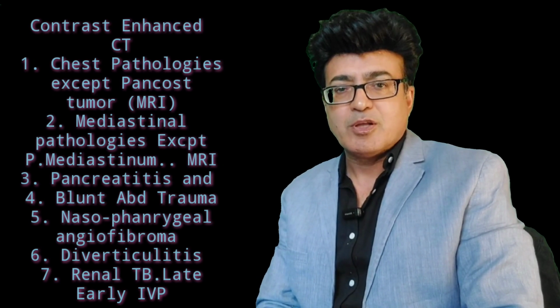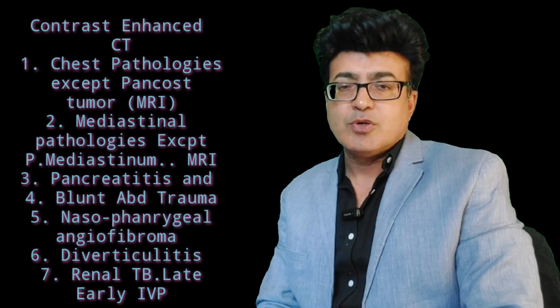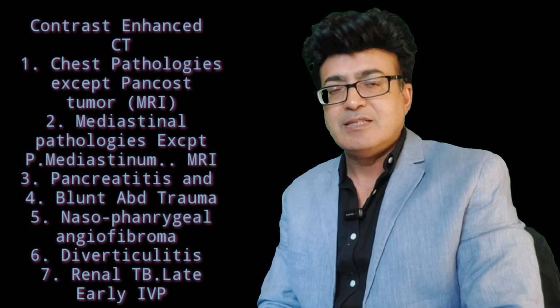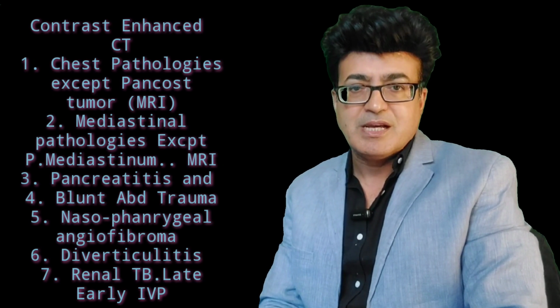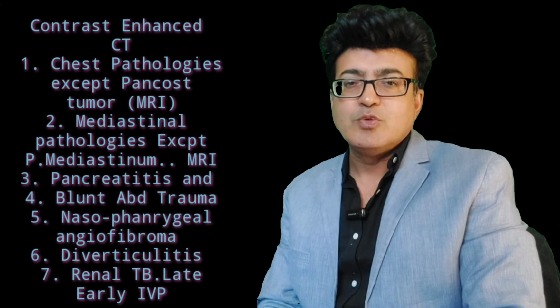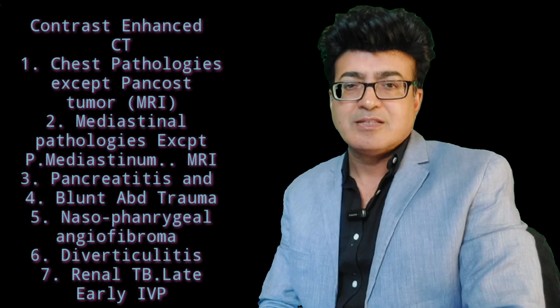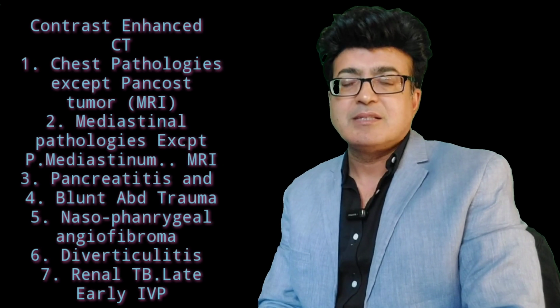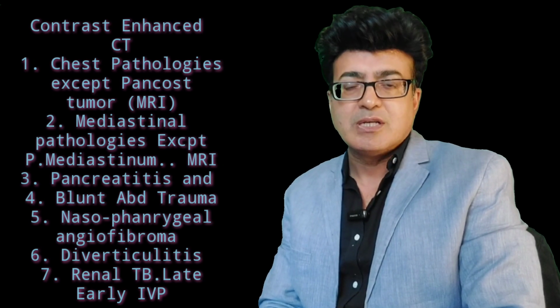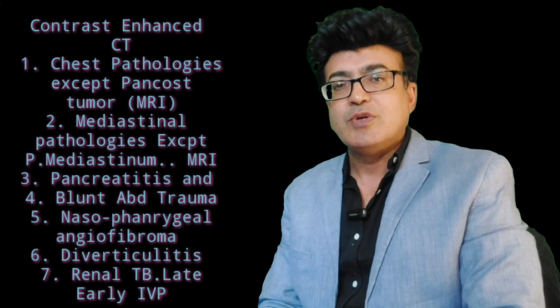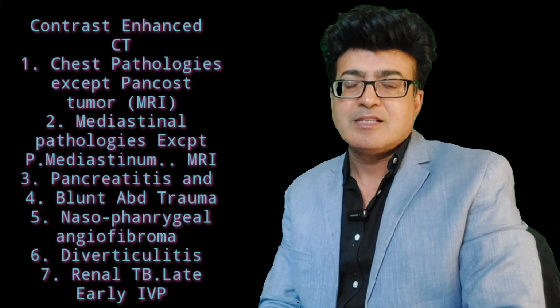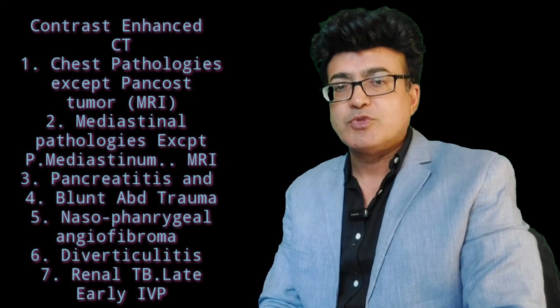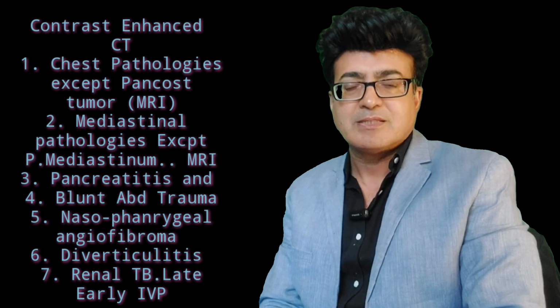If there is a pathology in the anterior mediastinum and the middle mediastinum, you still use contrast enhanced CT images, but not for the posterior mediastinal masses like neuroenteric cyst or neuroenteric tumor. For that you need to have the MRI. MRI is the investigation of choice for the posterior mediastinal masses.